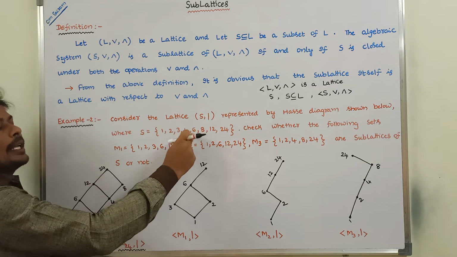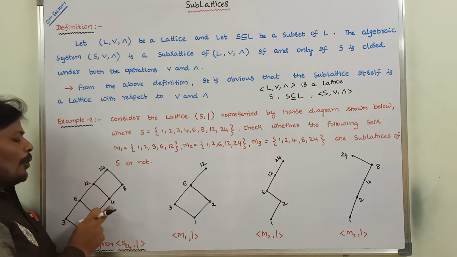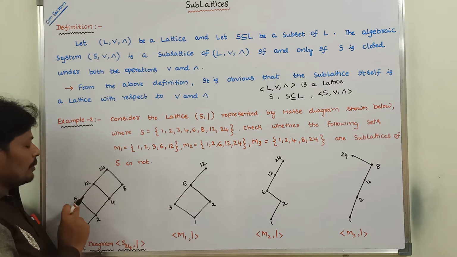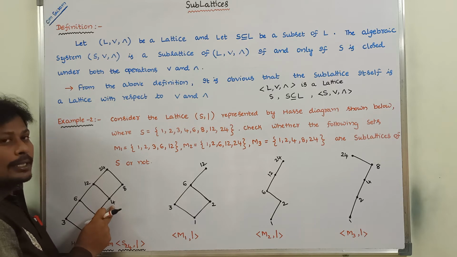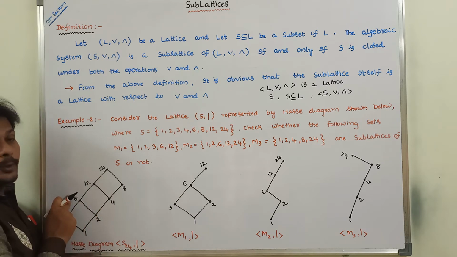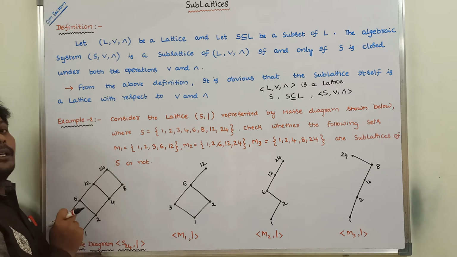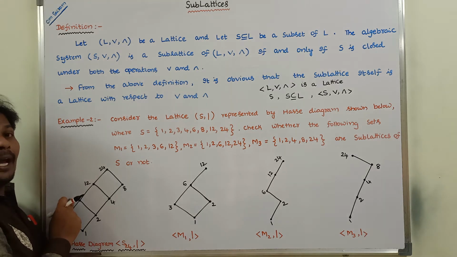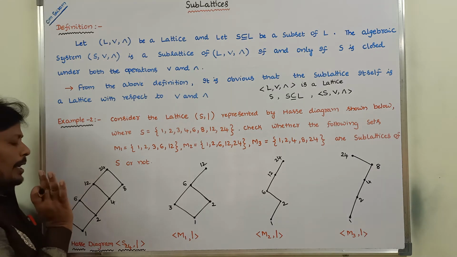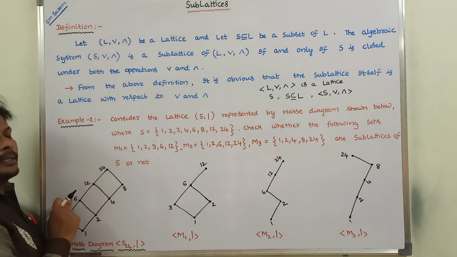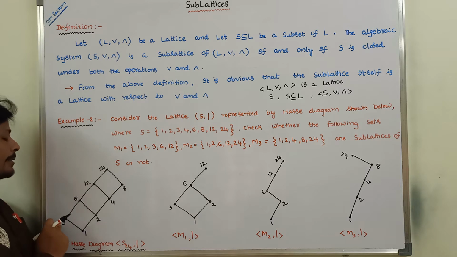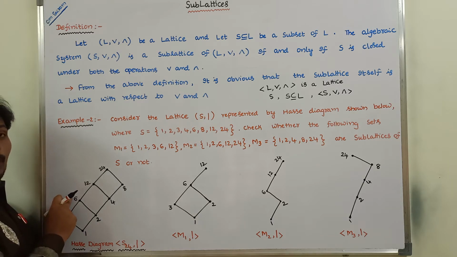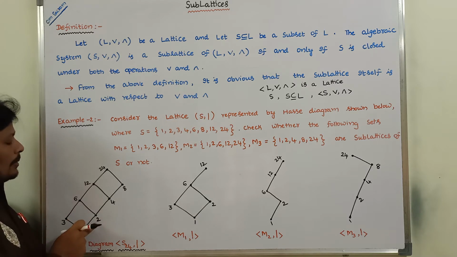Next element is 6. 4 does not divide 6, so we do not draw the edge between 4 and 6. 2 divides 6, so we draw the edge between 2 and 6. 3 divides 6, so we draw the edge between 3 and 6. 1 also divides 6. 1 divides 3 and 3 divides 6, so by the transitive property we do not draw the edge between 1 and 6.